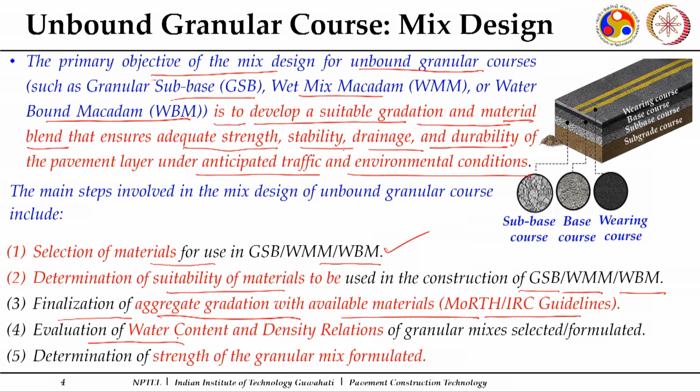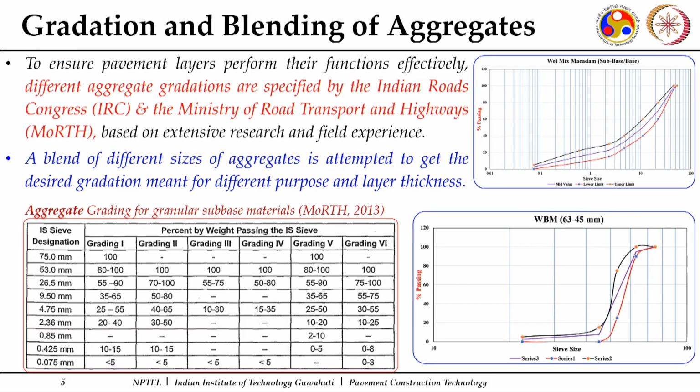Then, once for unbound courses the blend is finalized, you go for the determination of the relationship between the water content and density, so as to arrive at your optimum moisture content and maximum dry density, which is required to evaluate the strength of those materials, and also useful once they are selected for construction purposes. So, once this relationship is derived, you obtain the OMC and MDD of these materials, you go for the determination of the strength specifically at these densities or some specified percentages of these densities. Now, we will discuss these steps here.